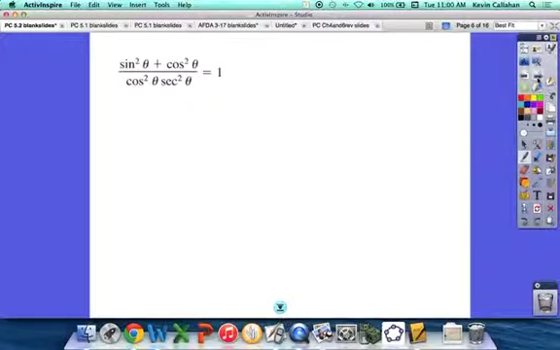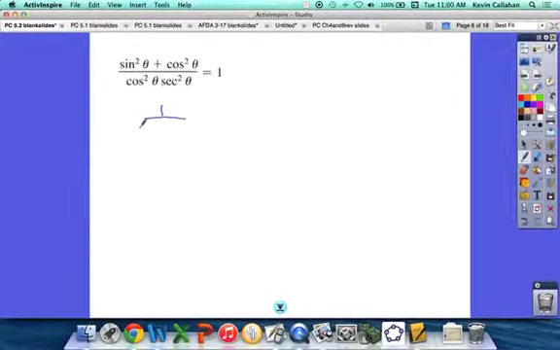So any substitution suggests itself. We can't do that. Sine plus cosine does not equal 1. Sine squared plus cosine squared equals 1. So yeah, you could substitute the whole numerator as 1. I mean, that is definitely the way you'd want to go here.